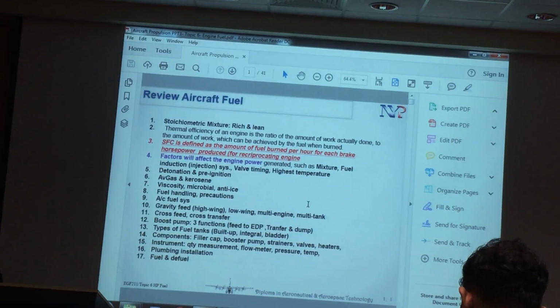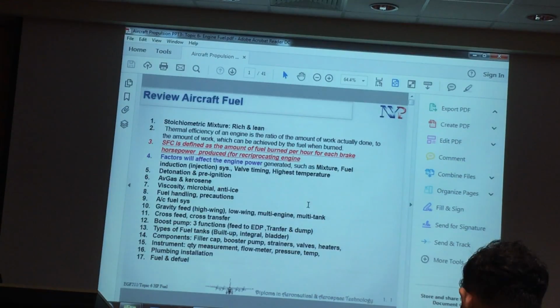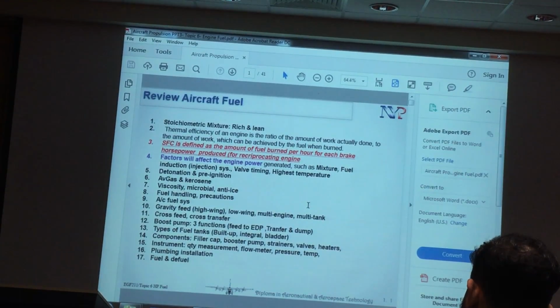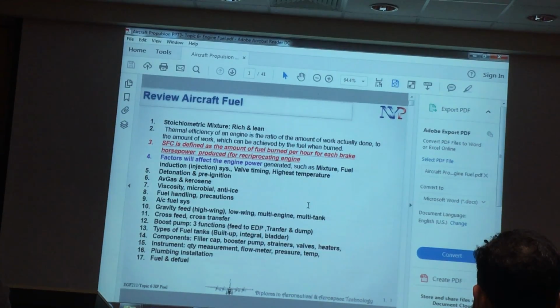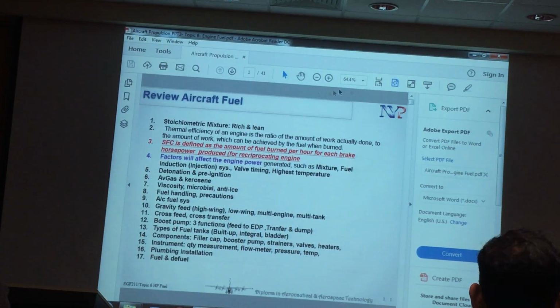Then what are the four features of the fuel tank? Four features of the fuel tank on propulsion. That will come out. Okay, thank you. Make sure you can write the four features. What feature?